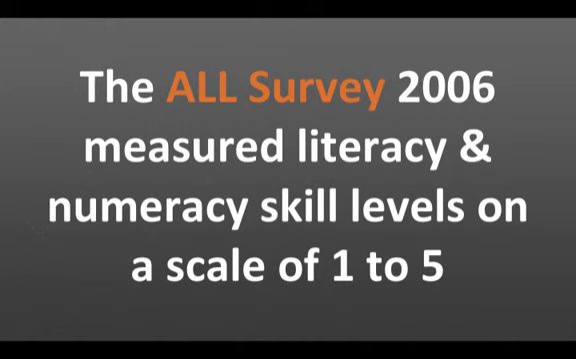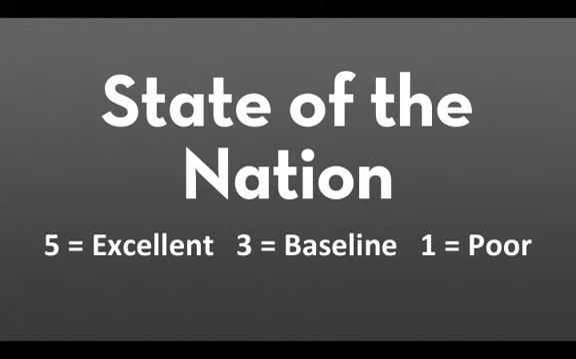This has to do with something called the ALL survey, which happened in 2006, where we measured literacy and numeracy skill levels for our population on a scale of 1 to 5. I don't know whether you've heard of the ALL survey or not, but it's something that our politicians and bureaucrats still refer to when they talk about literacy and numeracy levels in New Zealand. This data will be updated over the next couple of years, and I expect we'll see a new report out in 2016. But until we get to that point, this is what we're working with at the moment.